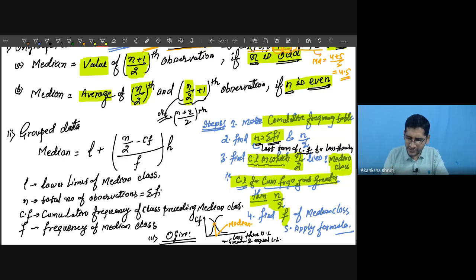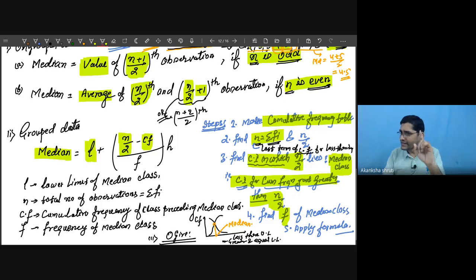Then finally you have to substitute in this formula. Median is calculated by the lower limit of the median class, plus, take the bracket, n by 2, which means half of the total frequency, minus this CF, which is called cumulative frequency of the class preceding the median class. Like for mode, we were calculating the frequency preceding the modal class.